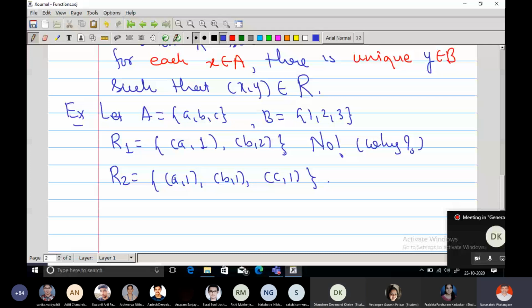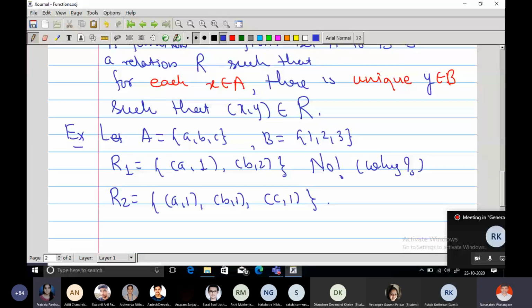Yes, sir. Right. So a is assigned with something, b is assigned, c is assigned. So for each is satisfied. Now think about unique. So a is assigned with what? 1. And a is assigned with a unique element. Yes, sir. No doubt. b is assigned with a unique element. b is not assigned with one more element.